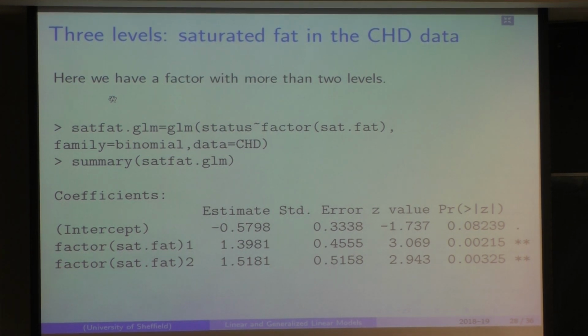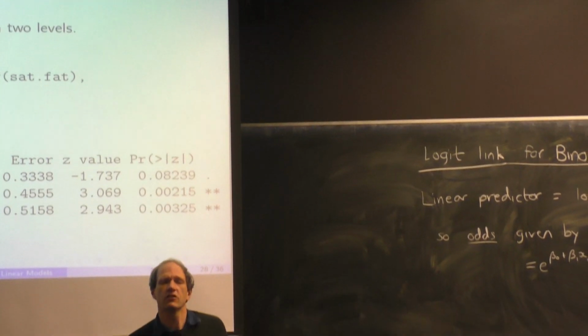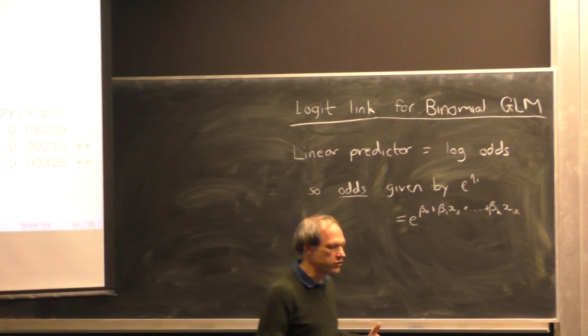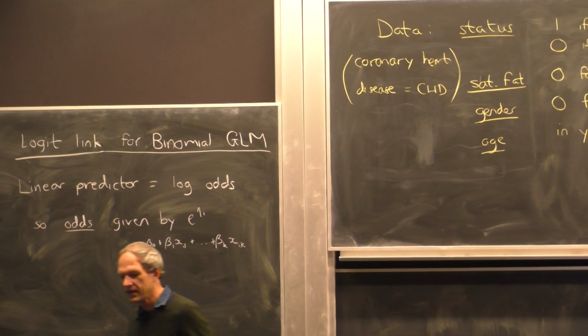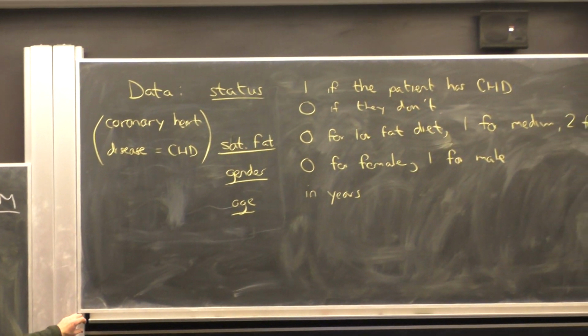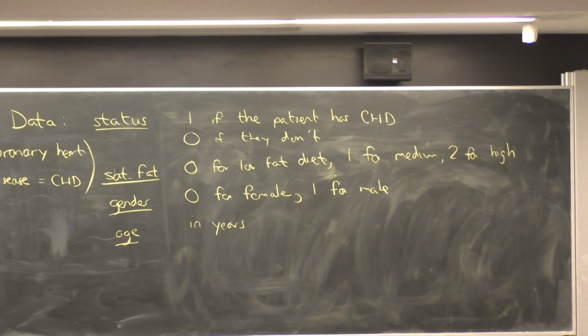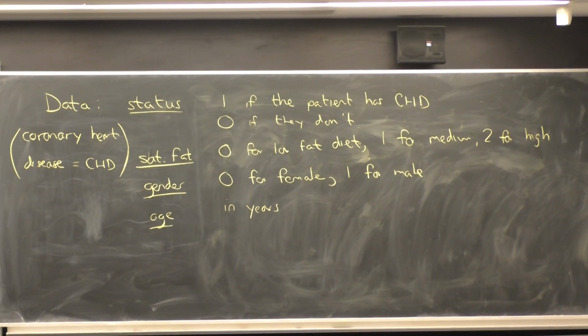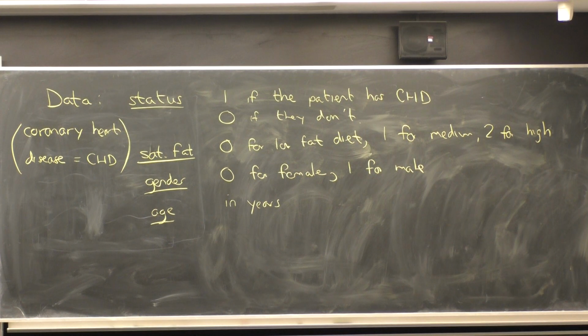Saturated fat is a factor with 3 levels, 0, 1, and 2. I think it makes sense to treat it in this way rather than to treat those variables as having numerical significance. There's no particular reason why the effect of high should be twice the effect of medium. So I fitted it as a factor in my R code here, and it's going to be binomial. The default link with binomial GLMs is logit, so we don't need to specify that it's a logit link. And CHD is the data set. So here's what we get.